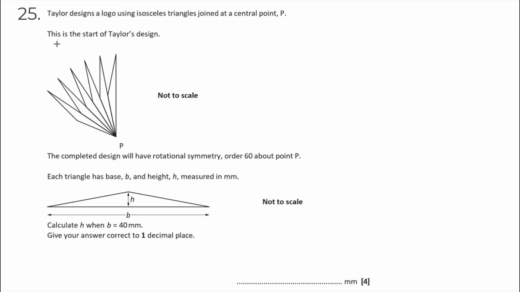Taylor designs a logo using isosceles triangles joined at a central point P. This is the start of Taylor's design. The complete design will have rotational symmetry of order 60 about point P. Each triangle has base B and height h measured in millimeters. Calculate h when B is 40 millimeters. Give your answer to 1 decimal place. Okay.